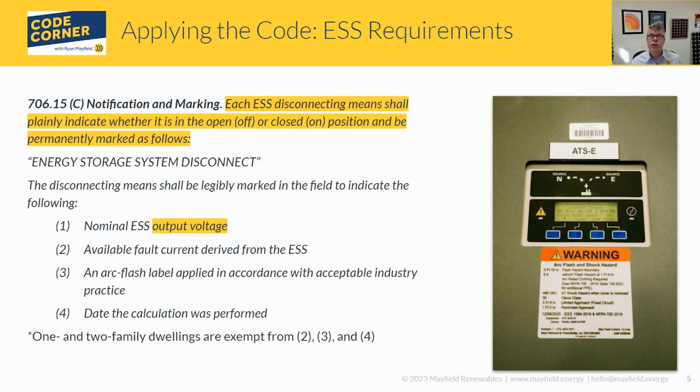And then as it relates directly to our ESS installations, 706.15 paragraph C talks about notification and marking. And so you see here on the list, we have 4 items that we have to include on our disconnecting means. We see the available fault current, and we see an arc flash label using acceptable industry practice, and the date it was performed. So again, commercial and industrial, this is not required on 1 and 2 family dwellings, but this is the information you need to be able to calculate, be able to present, and have the proper labels generated and placed on that equipment.